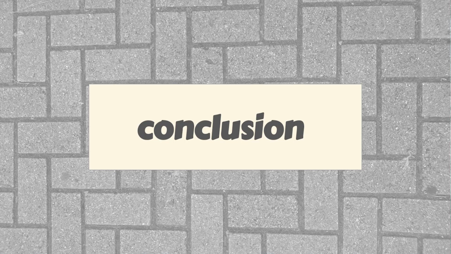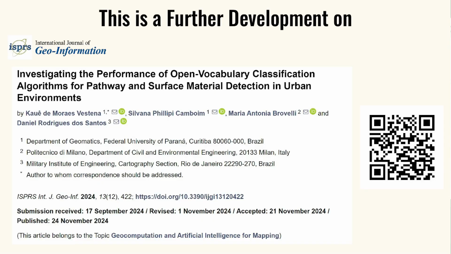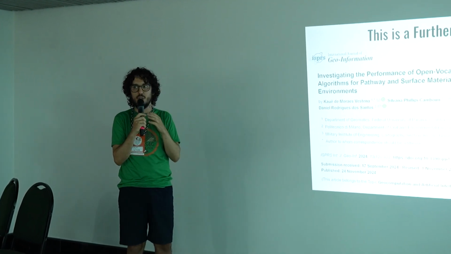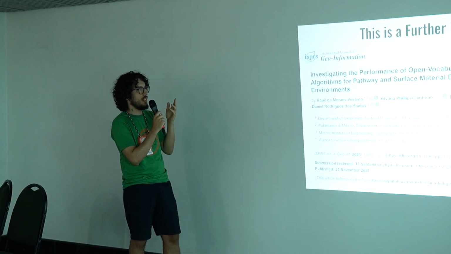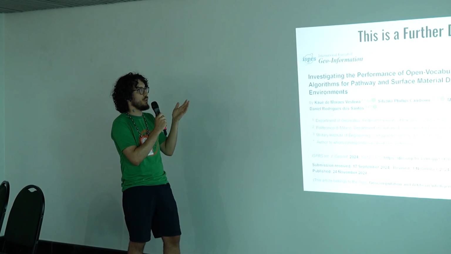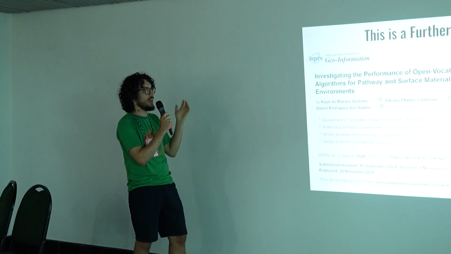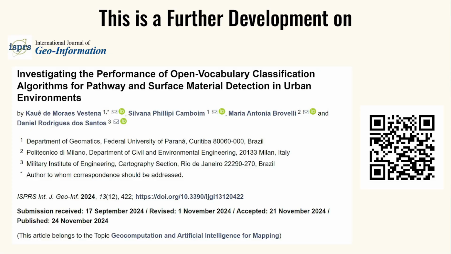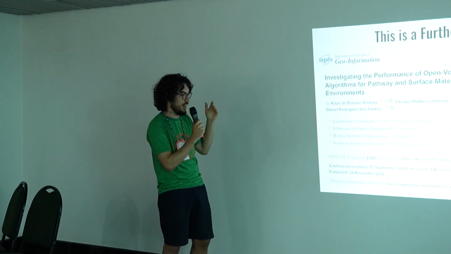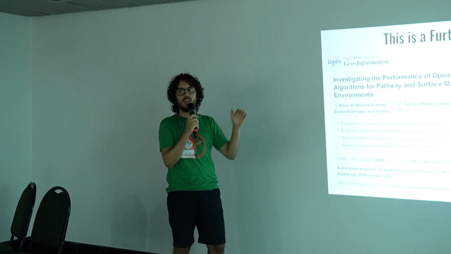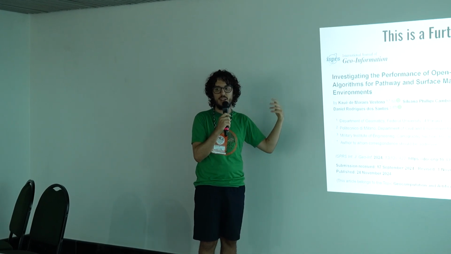So the conclusion: this is a further development on this paper that just arrived. It was published in the International Journal of Geo-Information. The paper is entitled Investigating the Performance of Open Vocabulary Classification Algorithms for Pathway and Surface Material Detection in Urban Environments. If you want, you can read it, and it goes deeper into the limitations of open vocabulary algorithms.